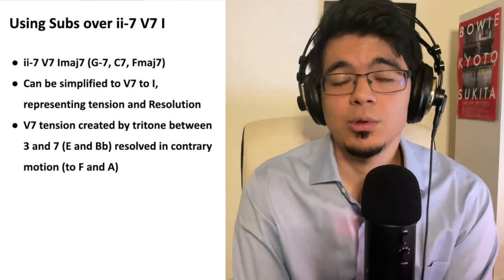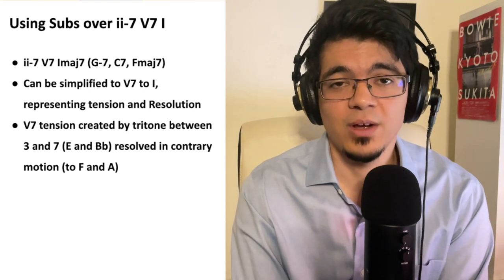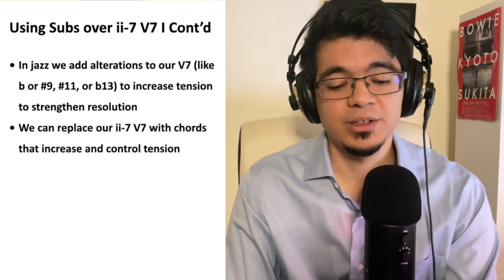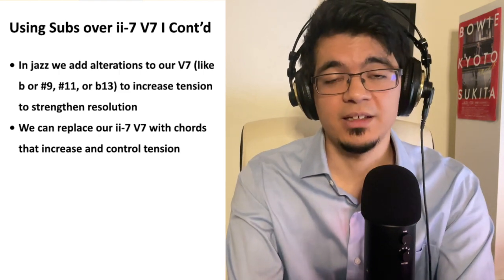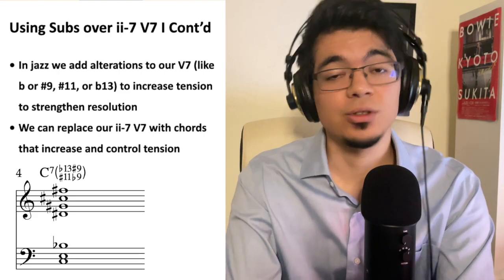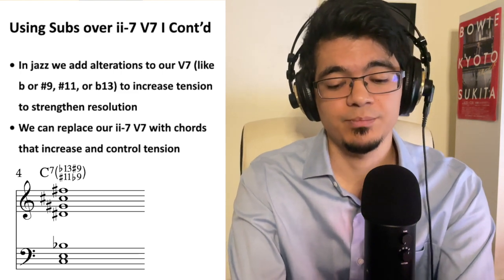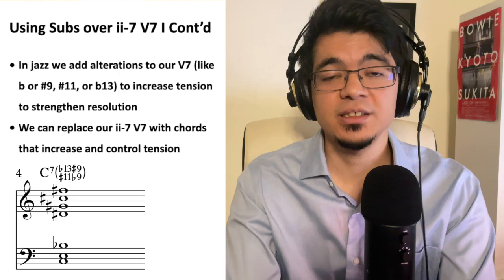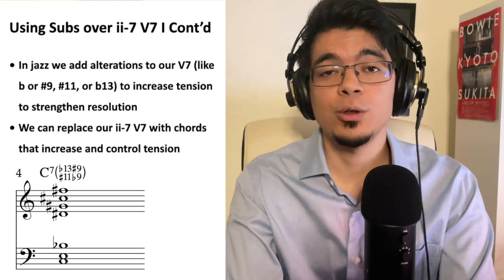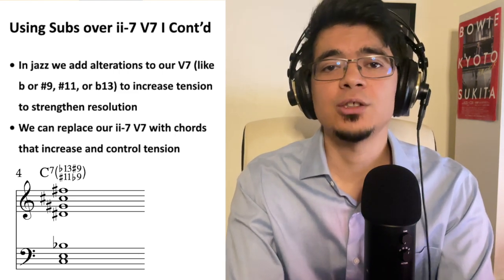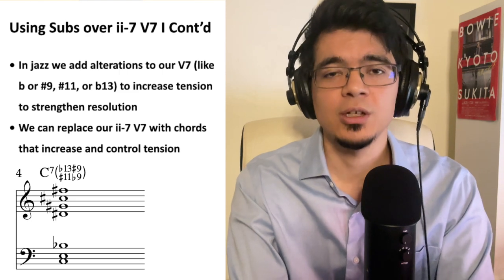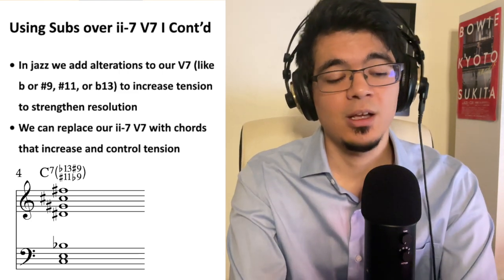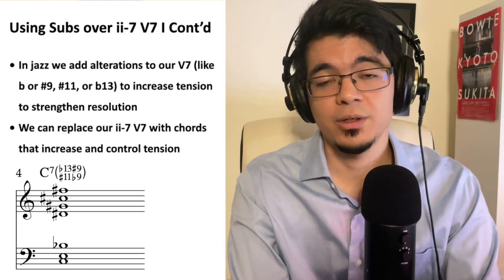In jazz music, we'll often increase the tension of our 5 chord by adding alterations to the extensions. These will be in the form of notes like our flat 9, our sharp 9, our sharp 11, or our flat 13. These notes increase the dissonance within our 5 chord, but they also introduce notes that are not diatonic to our home key of F major, further increasing the feeling of tension and resolution created by that motion from our 5 chord to our 1 chord.